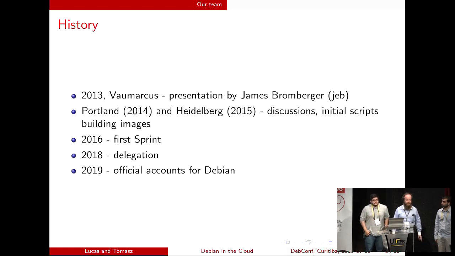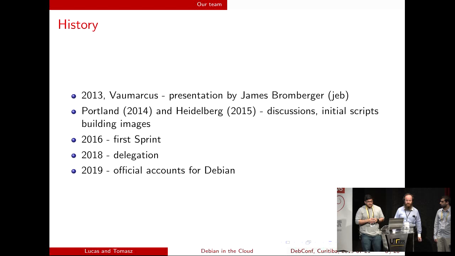Basically, in 2013, we had initial discussions at DebConf in Vaumarcus. James Bromberger started some informal discussions there. He contacted, or he got contacted also by some people who were already using cloud or who were interested. At a similar time, Jimmy Kaplowitz, who was at that time an employee of Google, was also starting to work on providing Debian images for that cloud. And shortly after, we started working on scripts to build images, initially, as I mentioned, for Amazon, for AWS, and for Google.